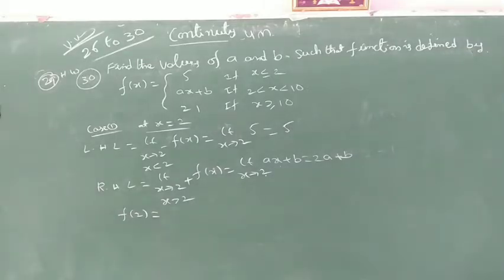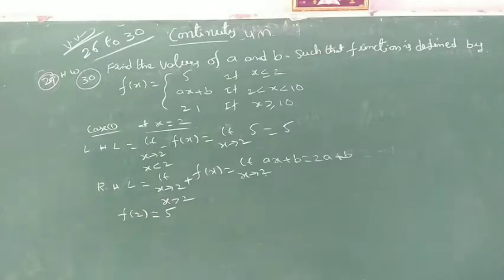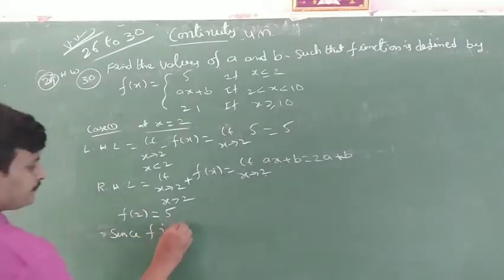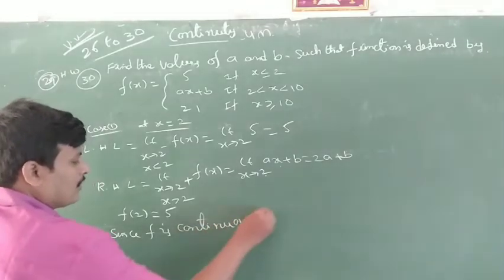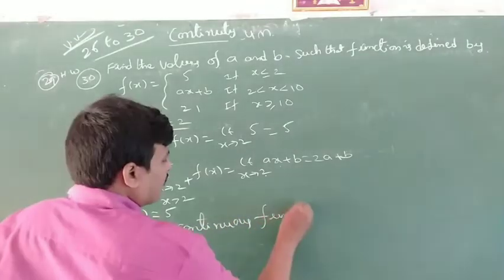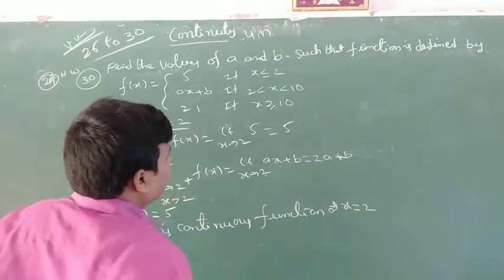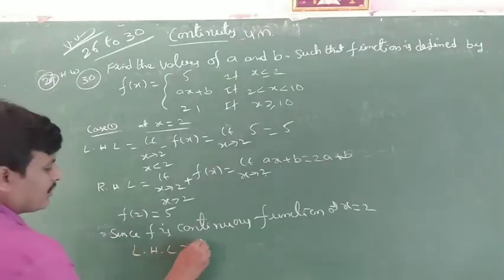f of 2 is equal to exactly 5. So f is a continuous function. Since f is continuous at x equal to 2, as we already learned, LHL is equal to RHL.